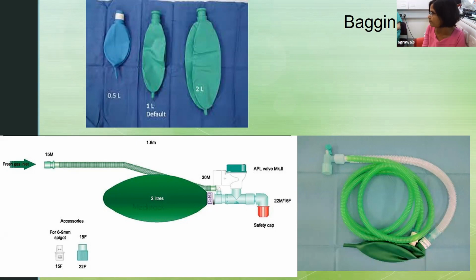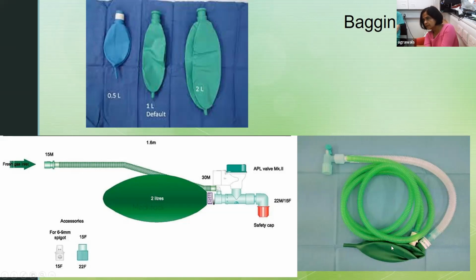So these are the two kinds of bagging circuits which we use. This is the IST piece and the Mapleson's circuit, and they come in different sizes. So 500 ml is the smallest capacity, 1 liter is the default, which is this one, and then the 2 liters is the adult sized circuit. The advantage of using these is that you can deliver PEEP, unlike the ambu bag, because the ambu bag does not deliver PEEP.